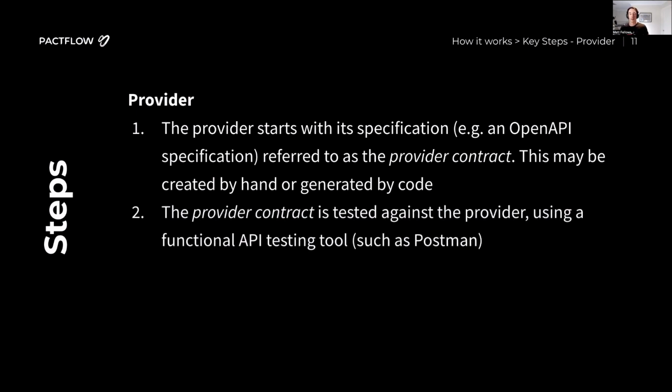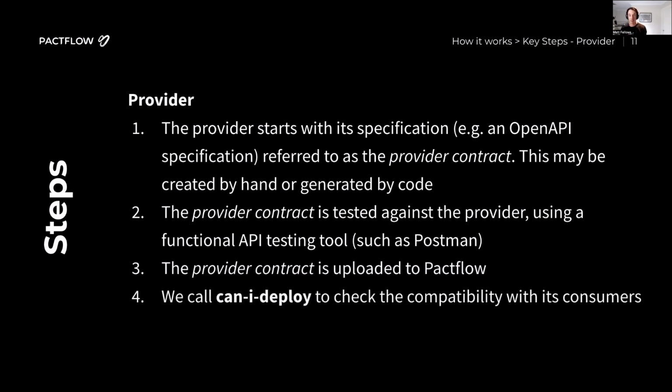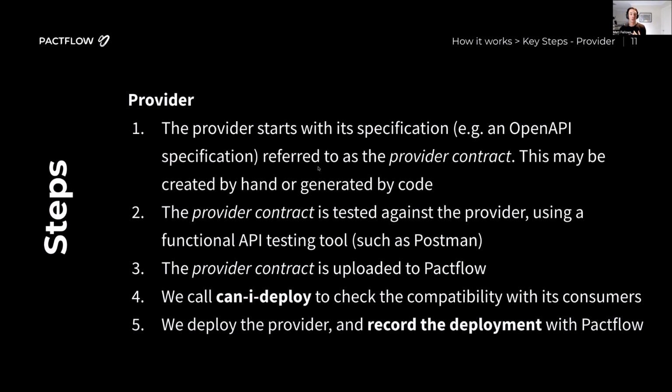Step 2, as we talked about, we're going to test that. Then we're going to upload that contract to Pactflow. We're going to run can I deploy to check its compatibility with its consumers. So the reverse of the consumer side. And then, of course, we're just going to deploy the provider and tell Pactflow we've done that. And that's the general process.